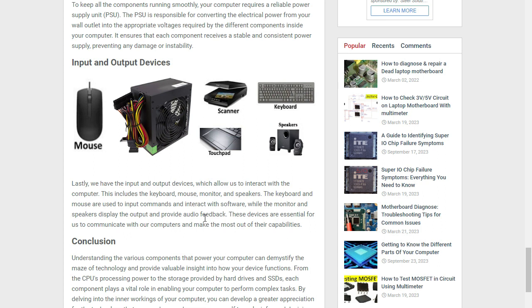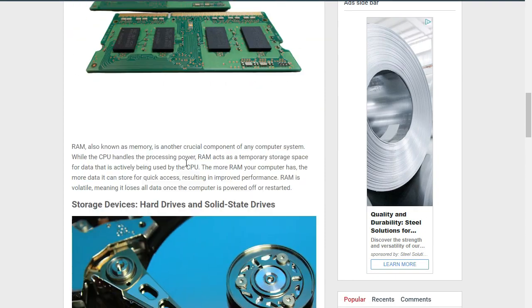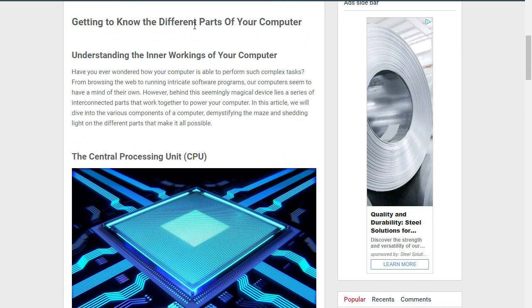This is an article that you can find on my website. This article is about the different parts of your computer. We have seen the CPU, we have seen the random access memory, or RAM, we have seen the graphic card, we have seen the hard disk drive or SSD solid state drive for storage, and we have seen the input and output devices. Of course there are other parts, but these are the major parts. For example, there is the BIOS, the basic input output system, the CMOS battery, the ICH or chipsets, etc.